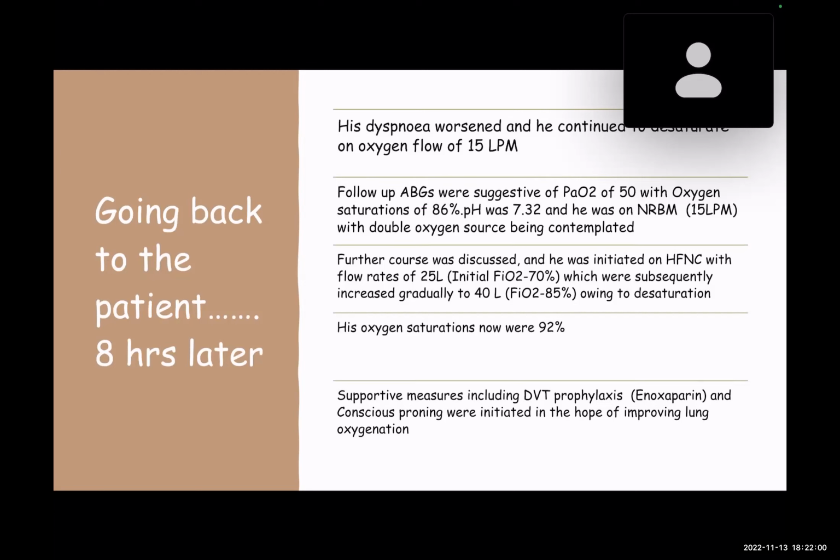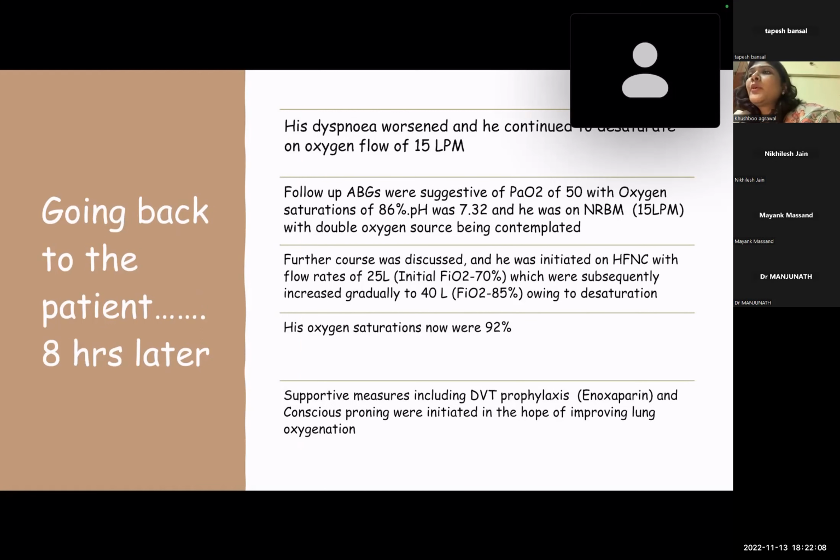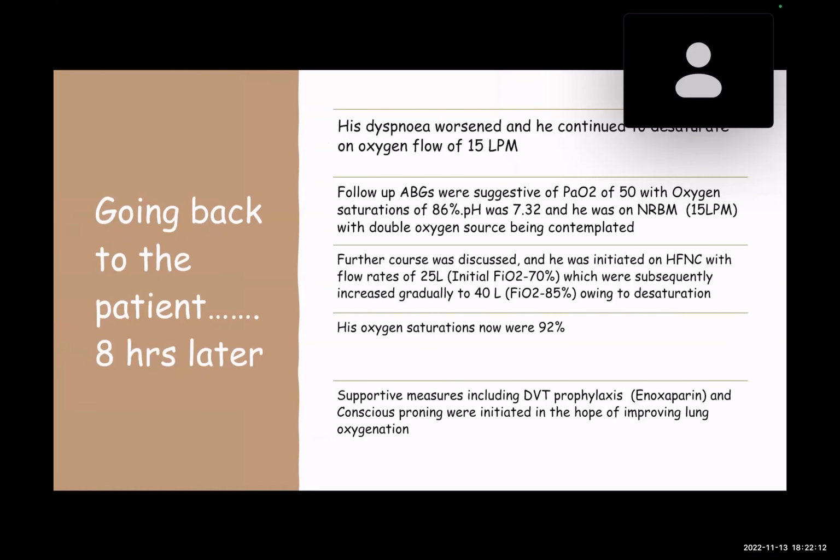Okay, carry on. So, his dyspnea worsened and he continued to desaturate on an oxygen flow of 15 liters per minute. Follow-up ABG was suggestive of PaO2 of 50 with oxygen saturation 86%. His pH was 7.32 and he was on NRBM at 15 liters, where a double oxygen source was being contemplated.